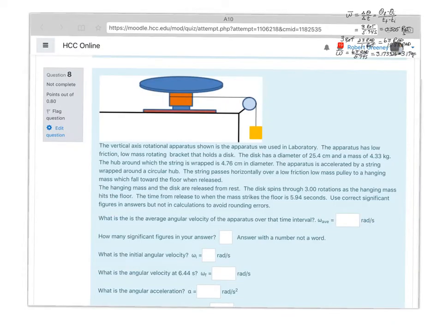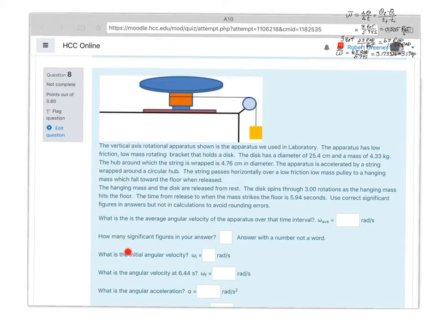Okay, let's continue. The next question is how many significant figures in your answer? You want to write a 3 in there. Why is that? Because all the numbers given are 3 significant figures, and so that's what our answer should be. But notice we're saving the extra digit in our calculations to avoid rounding errors. You'll see what I mean in a minute.